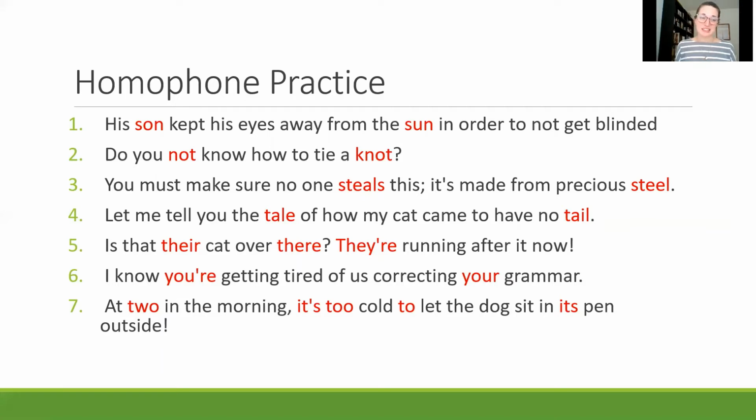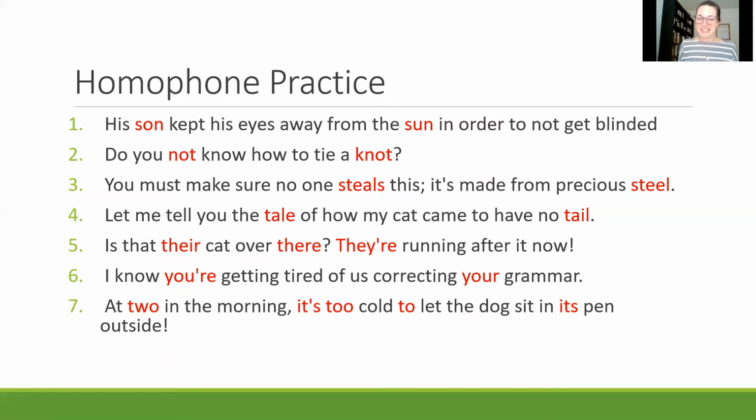The fifth one says, is that their cat over there? They're running after it now. So we see all three theirs here, and these can often get mixed up. So let's look at the difference. We see, is that their cat? Well, T-H-E-I-R is possessive. The cat belongs to them. And then we say over there is a place or direction. When we see the apostrophe, T-H-E-Y, apostrophe R-E, that means they are running.